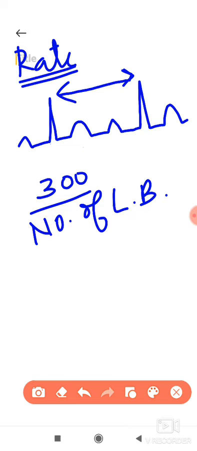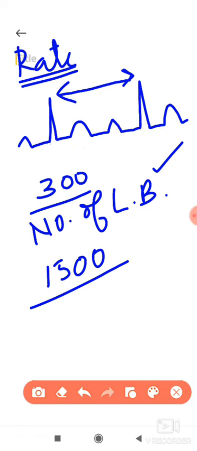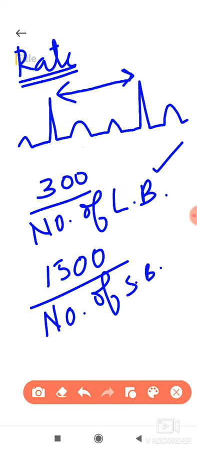This is the easiest method, but if you want more accurate values, what you got to do is divide 1500 by the number of small boxes. Okay, this gives you more accurate value.